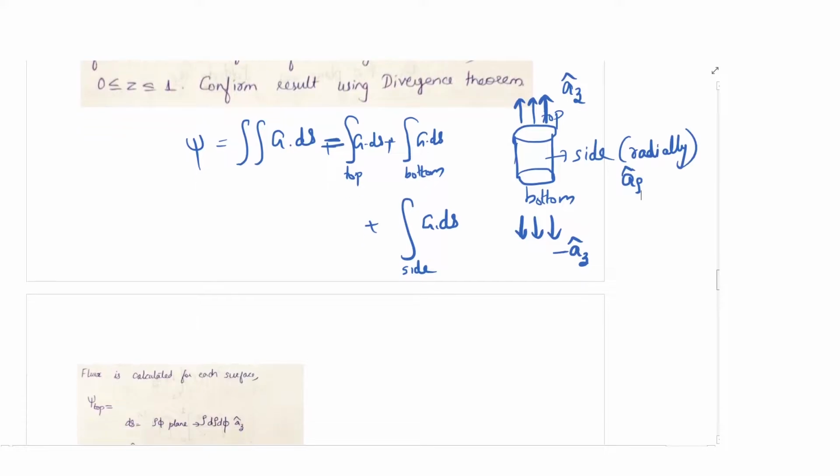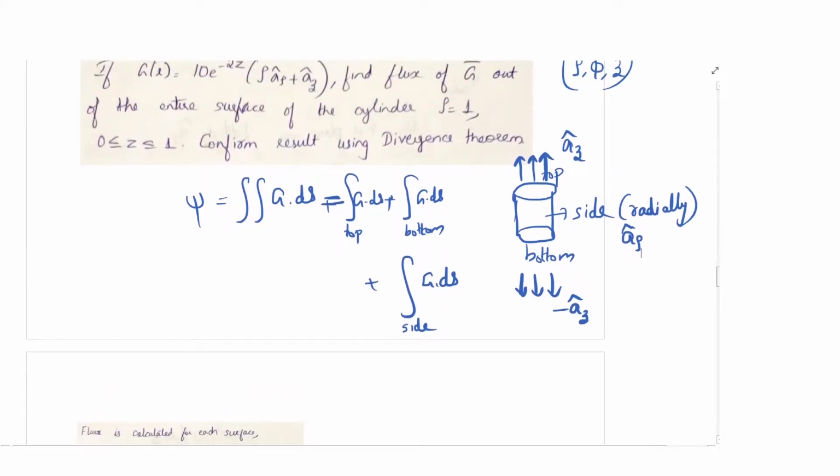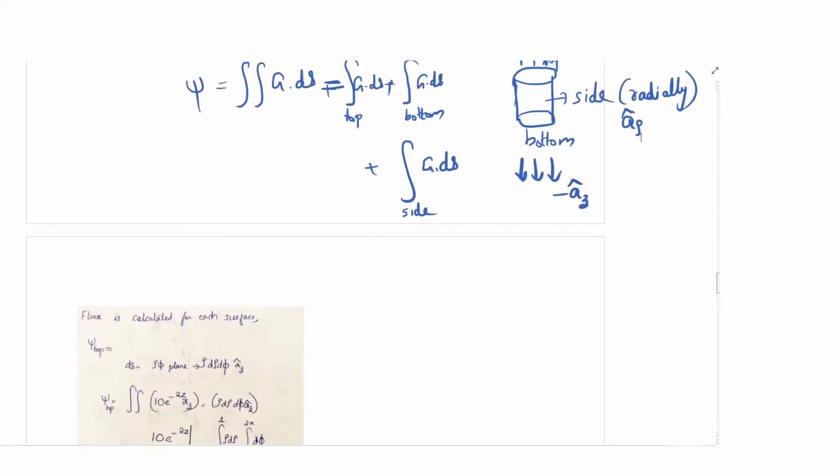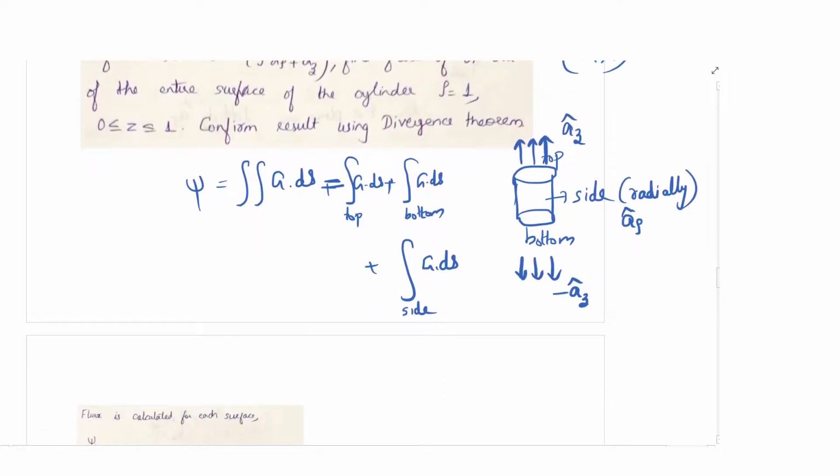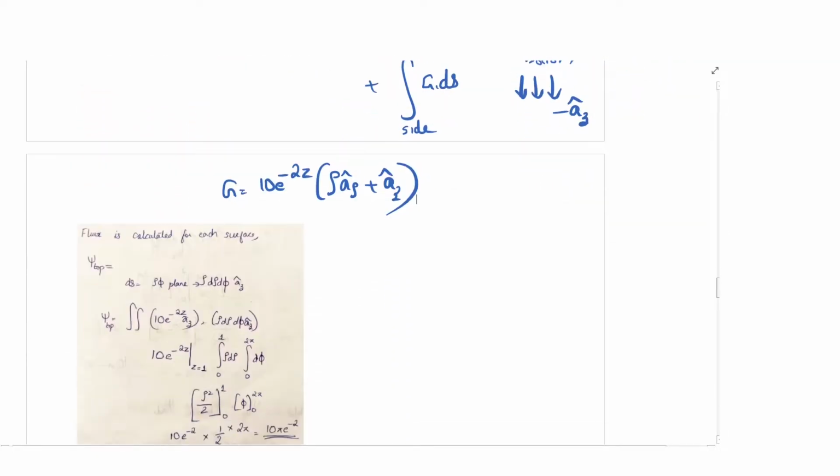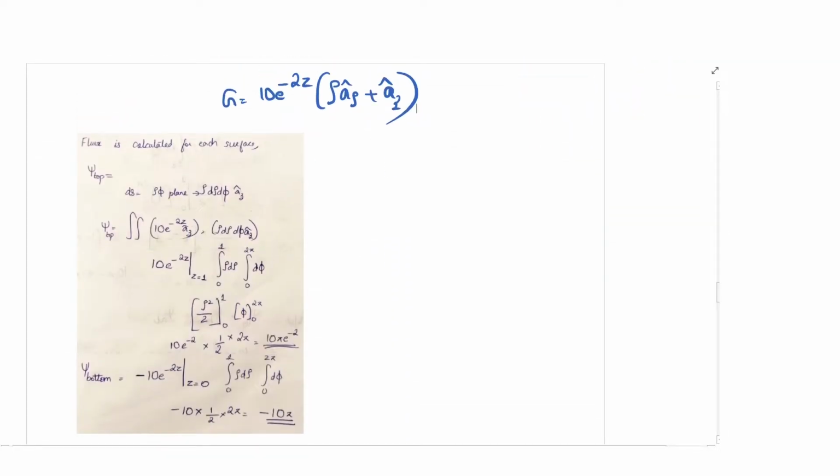So the G value is given as 10 e raised to minus 2z. You can rewrite it on this page: G is equal to 10 e raised to minus 2z into rho a rho plus az. So it only has rho and z components. Now, to calculate the top part, what do you have to do?